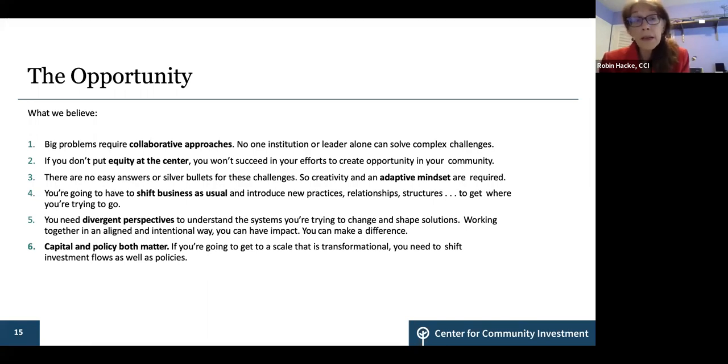The second thing is that we really believe that equity has to be at the center. It doesn't get there all by itself. Finance, as I said from the beginning, looks for return, and return is not about equity. So somebody has to be the steward of the mission that puts equity at the center and keeps equity at the center, even as people are making trade-offs to get things done.